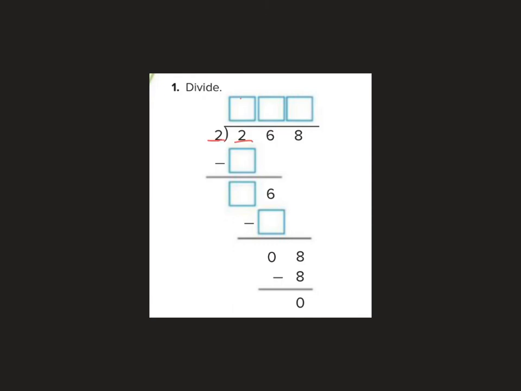2 divided by 2 is 1. Multiply. 2 times 1 is 2. Subtract. Bring it on down and bring it on back. Divide. 6 divided by 2 is 3. Multiply. 2 times 3 is 6. Subtract. 6 minus 6 is 0. Bring it on down and bring it on back. Divide. 8 divided by 2 is 4. Multiply. 2 times 4 is 8. And subtract. We get a 0. So our answer is 134. There we have it.